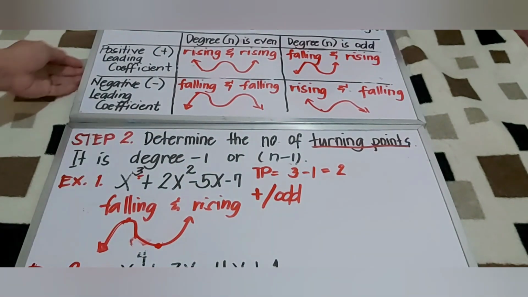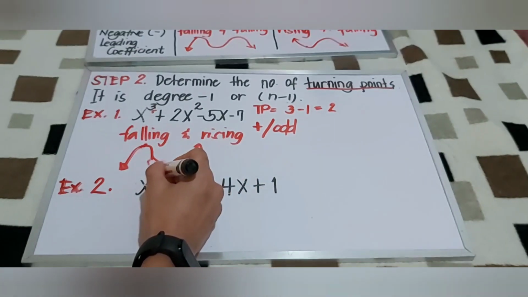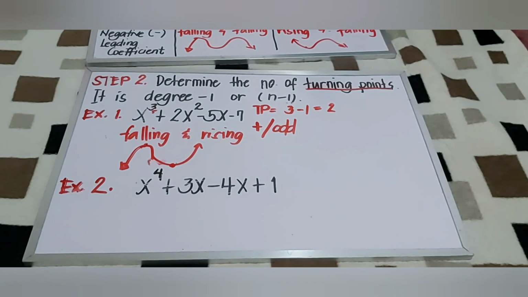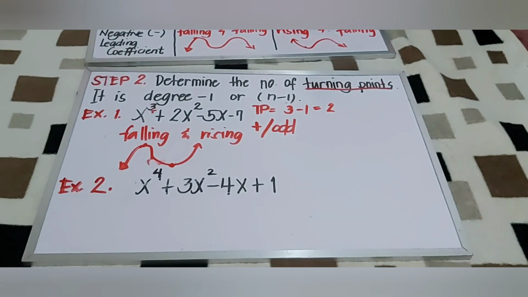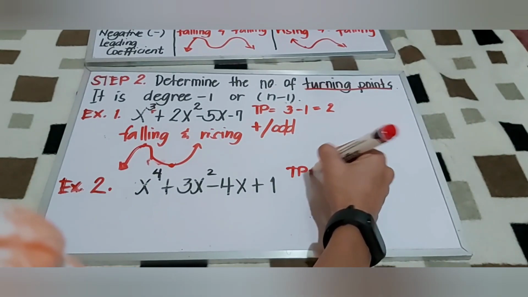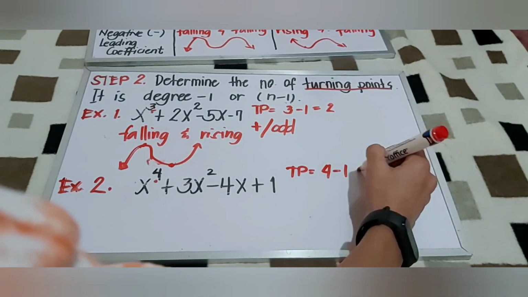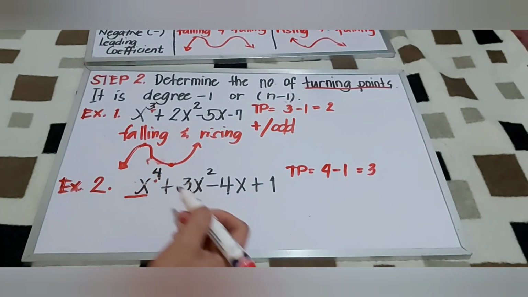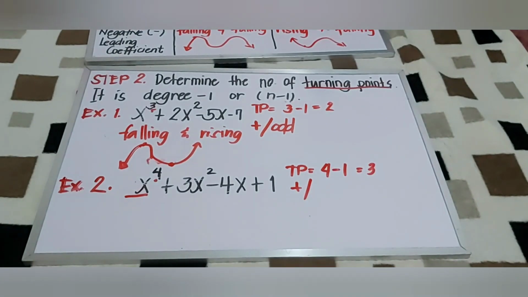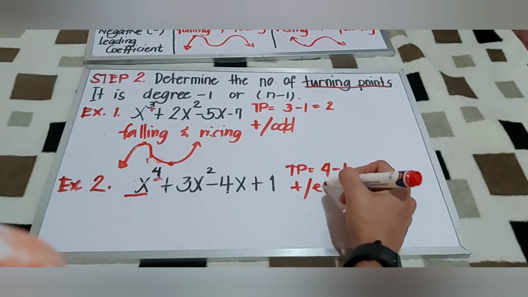Okay, example number 2. In this example, we have x raised to 4 plus 3x squared, minus 4x plus 1. In this example, what would be our number of turning points? Our highest exponent is 4. So that's 4 minus 1. And that's 3. So, tingnan natin ang leading coefficient. Again, positive 1. And our degree is 4. 4 is an even number.